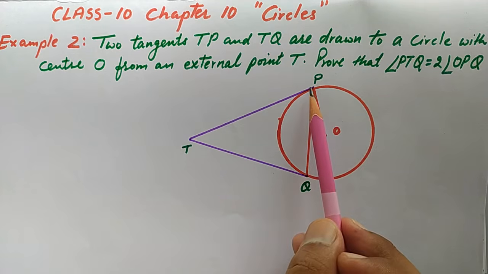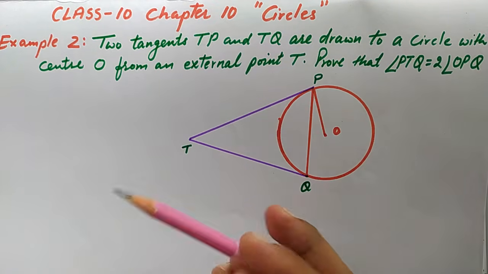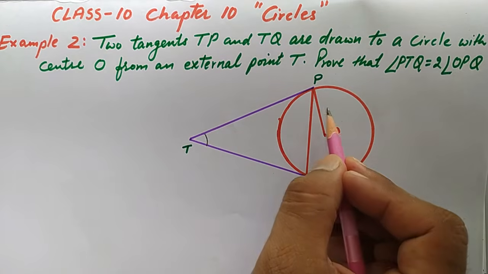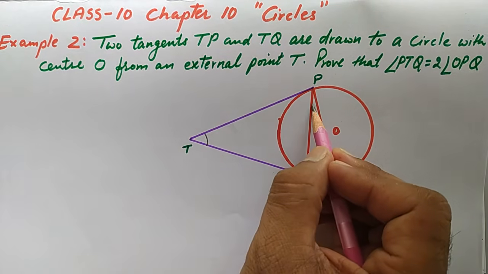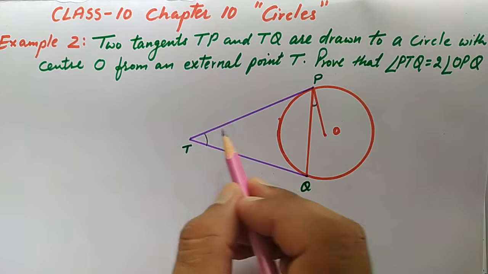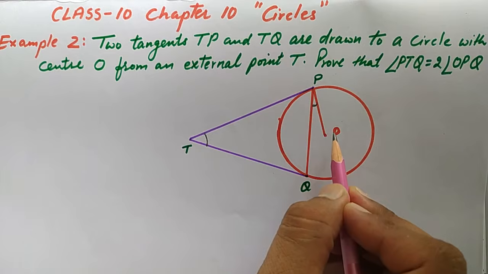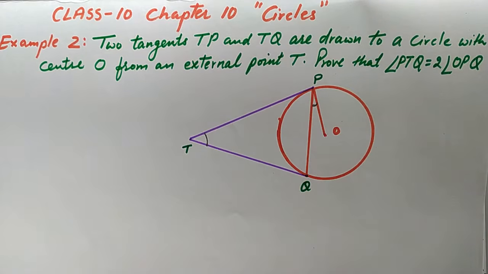We have to prove that angle PTQ, this is angle PTQ, is double of angle OPQ, this angle. So we need to prove that this angle T is double of angle OPQ. So this thing we have to prove.